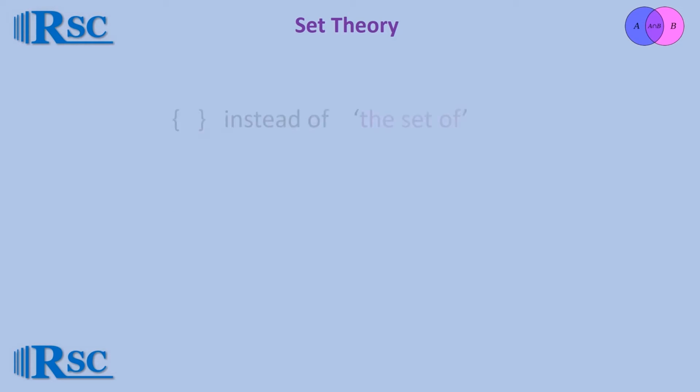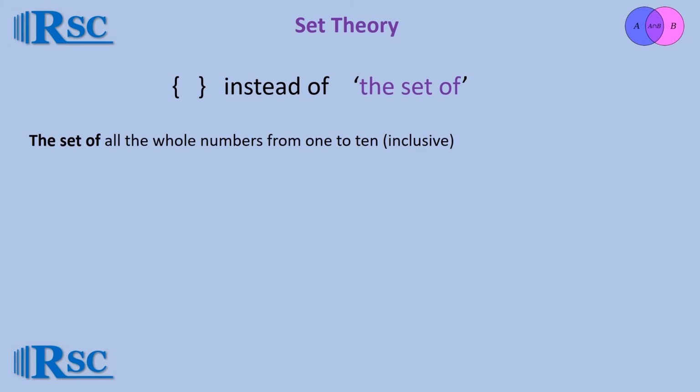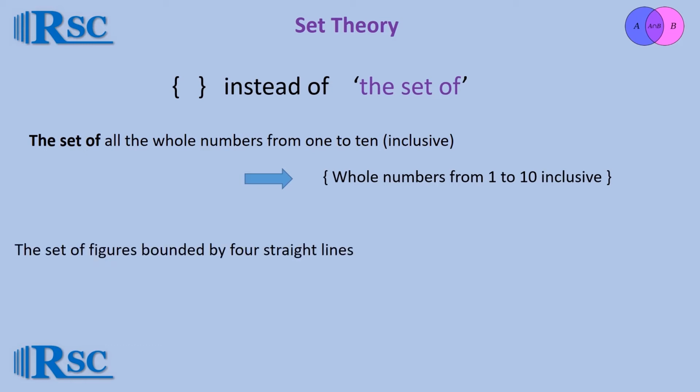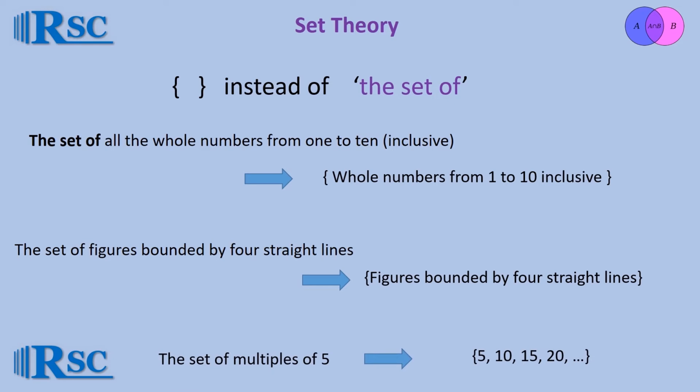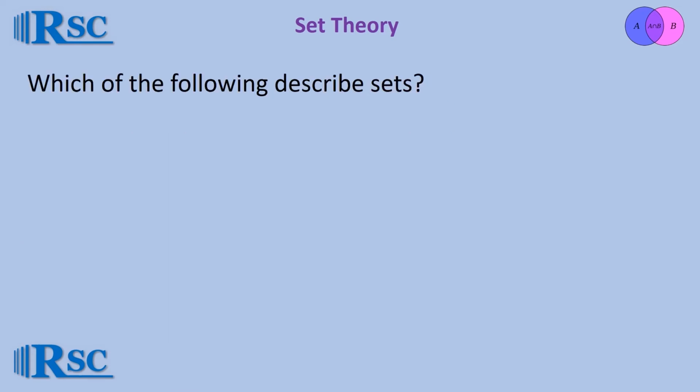When describing sets, we use curly brackets to replace the words "the set of." For example, the set of all the whole numbers from 1 to 10 inclusive is written like this, where the words "the set of" is replaced by curly brackets. The set of figures bounded by 4 straight lines is written like this, and the set of multiples of 5 is written like this. Let us look at an example.